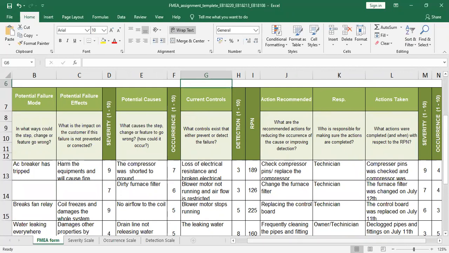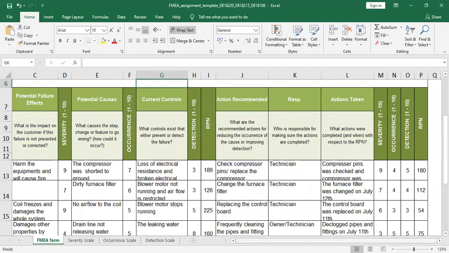The action recommended for this problem is to change the furnace filter. The responsible person is the technician. The action taken was that the furnace filter was changed on July 12th. Severity we have chosen number 7, and with the new occurrence and detection, the total RPN is 112.